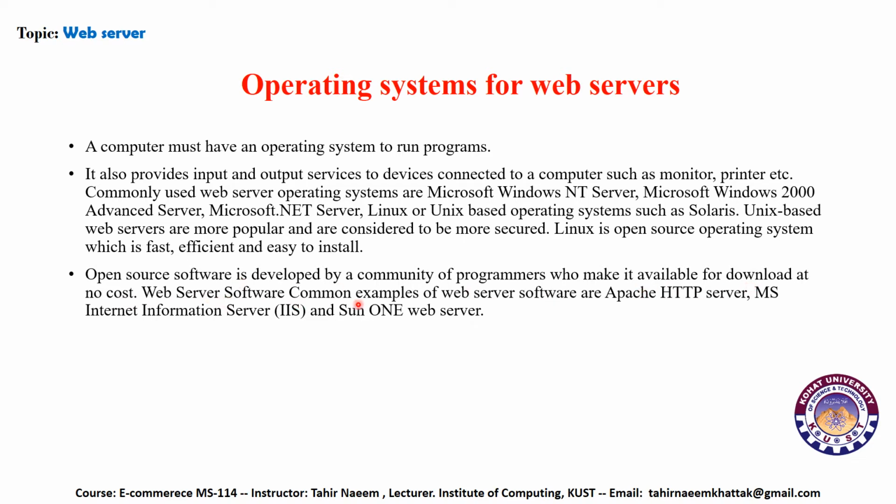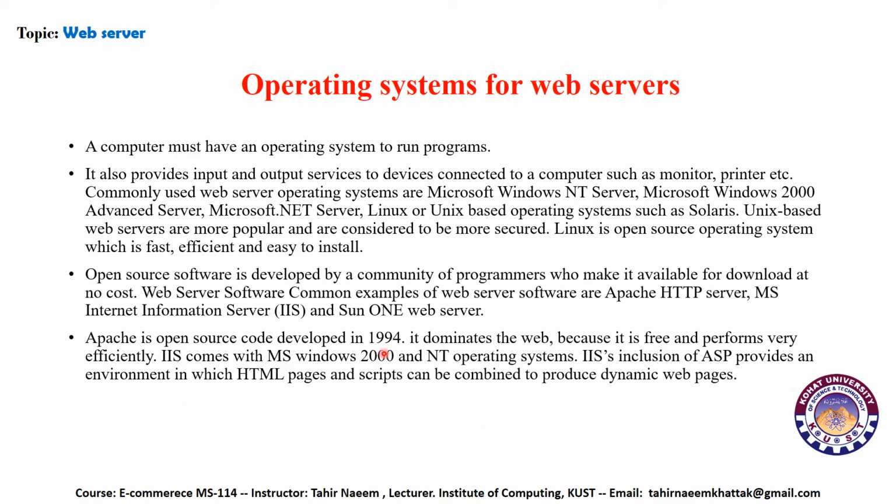Common examples of web server software are Apache HTTP Server, MS Internet Information Server, commonly known as IIS, or Sun One web server. Apache is the most widely used, while IIS is also used. Apache is open source code developed in 1994. It dominates the web because it is free and performs very efficiently. So Apache is most widely used because it is free of cost and works very efficiently.